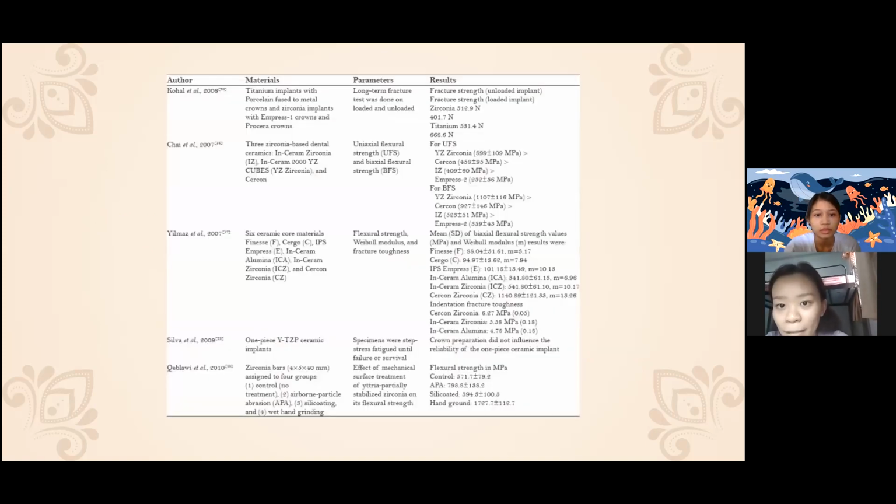Next. These are some people who have done further research about various materials. We can see on the second row the zirconia. The tests done are uniaxial flexural strength and biaxial flexural strength. It has been studied for dental implants, and it is quite suitable. The third row also studied zirconia, as well as the last one, and it is quite favorable to be used as dental implants.